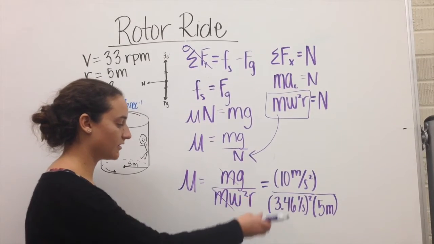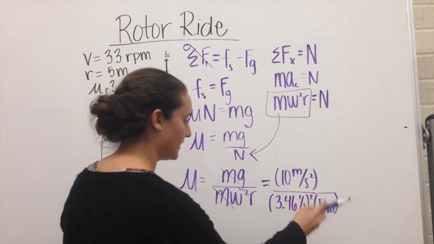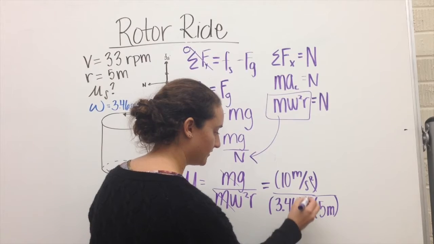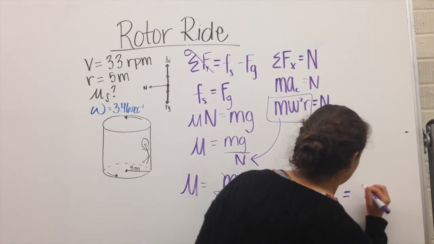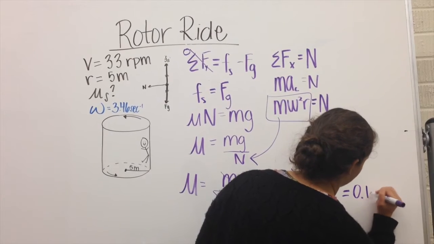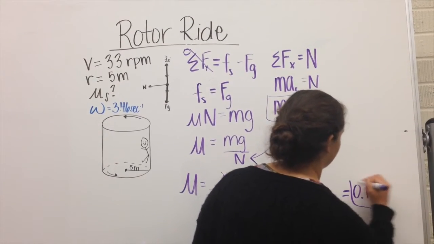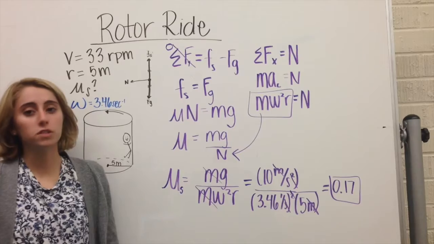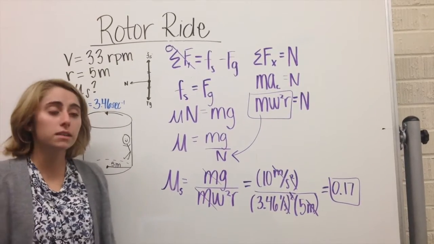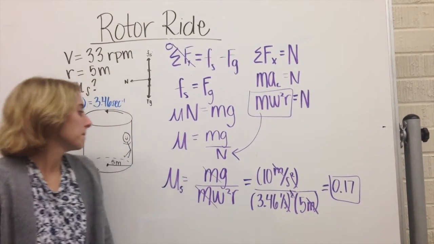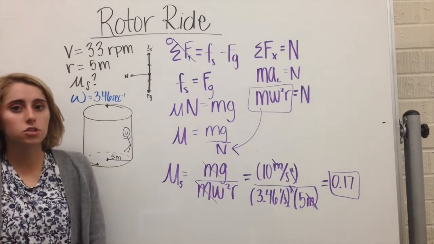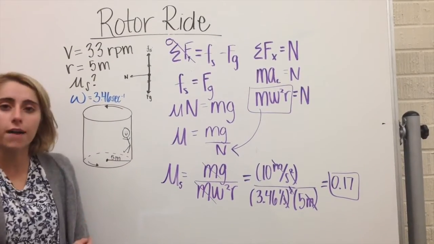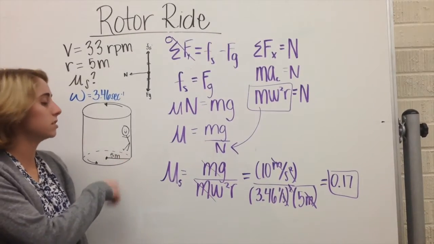We have our gravity, our omega squared, and our radius. So the seconds squared cross out, the meters cross out, and we're left with 0.17 as our coefficient of friction. The coefficient of friction of the wall must be at least 0.17, because you cannot control what type of clothing material the riders wear. And this ensures that when the ride gets going fast enough and the floor drops out, the person doesn't fall with the floor.